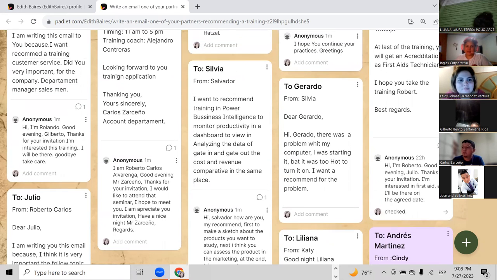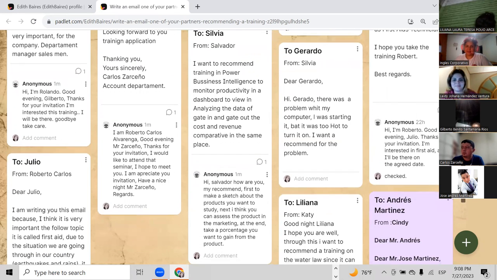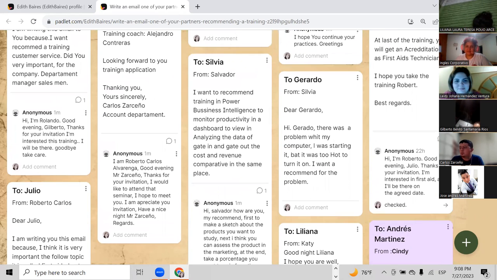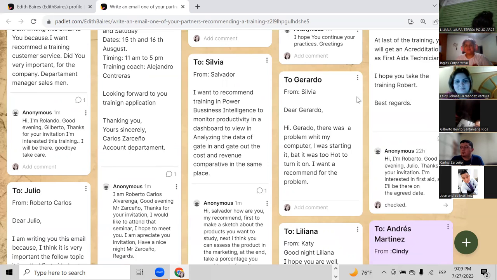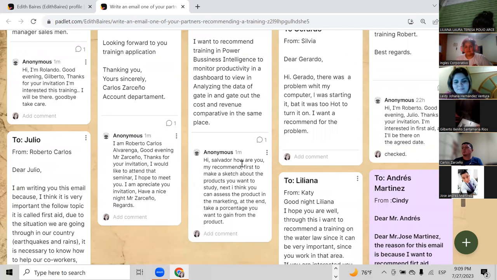Yes, teacher. Okay. Sharia, I want to recommend training for business intelligence to monitor productivity in a short to view in analysis that of diet in engage out the cost and renew compressed in the same place. This is the one that you received from Salvador. ¿Y será que me equivoqué en algo ahí? This is the reply. Eso fue lo que usted respondió.